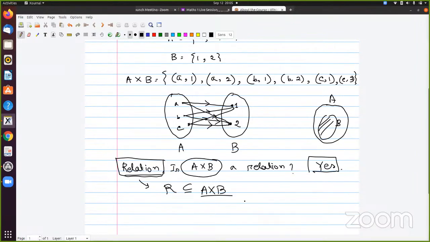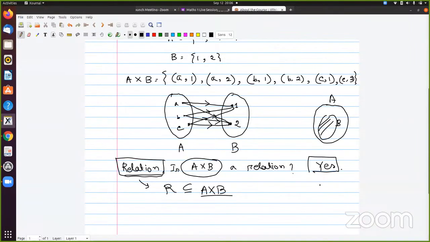Fine. But sir, so we can take out a proper subset out of this, right? Yeah, A cross B. Exactly. So subset means it can be proper or it may not be proper. All are subsets, right? The whole set is itself a subset. So R can be a proper subset or A cross B itself. That is what I am saying.